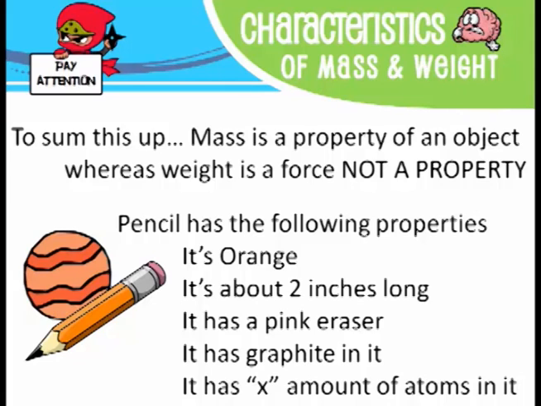So like if I go to Mars, right? The pencil is still orange, it's still about 2 inches long, it still has a pink eraser, still has graphite in it, and it still has the same mass. It has X amount of atoms in it. What changes is the weight. If I go to Mars, the weight of the pencil will change despite the fact that the rest of the properties that have to do with the pencil are the same.